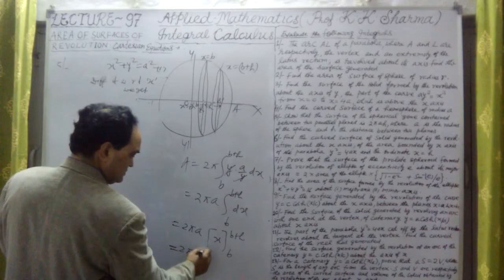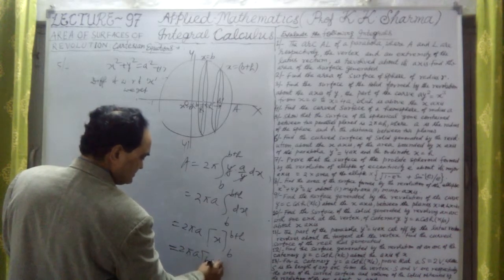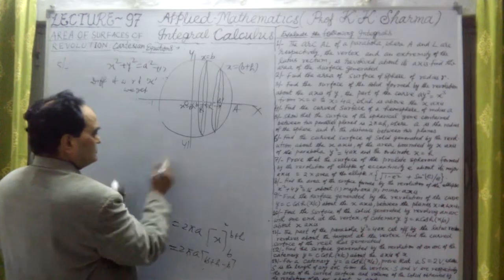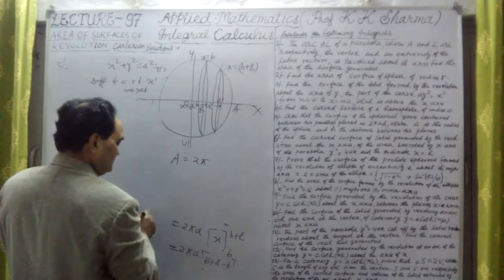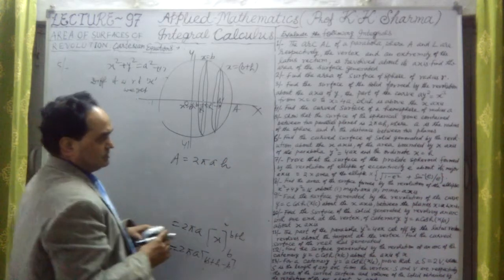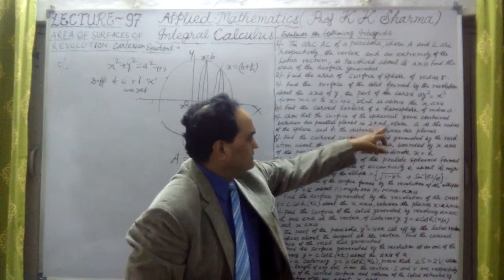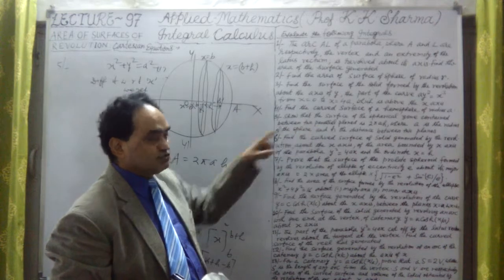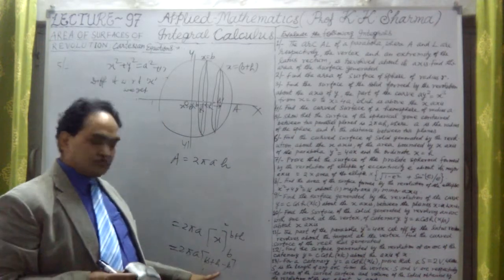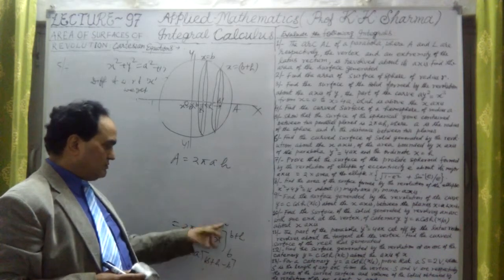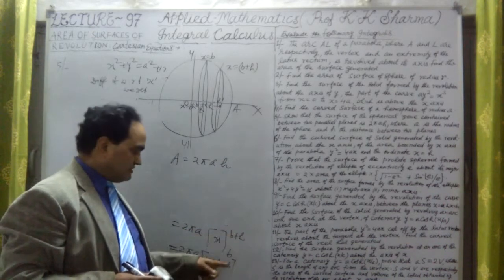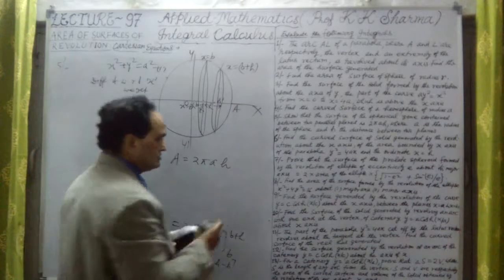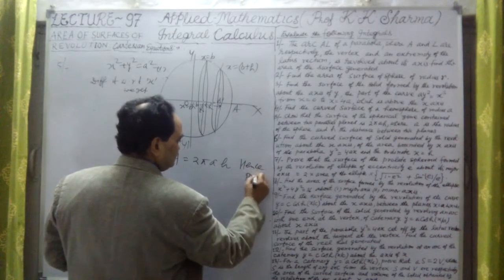So with limits b to b plus h, this is twice pi into a, within the bracket b plus h minus b. We cancel out, so it's h. The area is therefore twice pi into a into h. This is what we have to prove: the area of the surface of the spherical zone contained between the parallel planes is 2 pi a h. This h has come out after substituting the limits, upper limit minus lower limit. So the area is 2 pi a h. Hence it is proved.